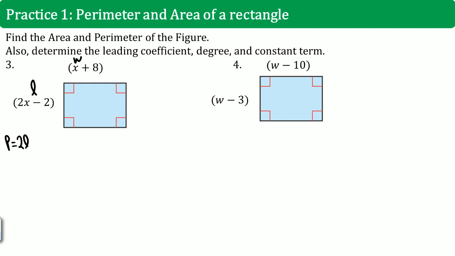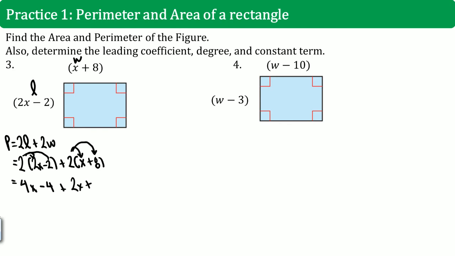Perimeter is twice the length plus twice the width. Twice the length, 2x minus 2, plus twice the width, x plus 8. Okay, let's distribute. 2 times 2x gets you 4x. 2 times negative 2 gets you negative 4. Plus 2 times x gets you 2x. And 2 times 8 is plus 16. Combine some like terms. 4x plus 2x is one of them. Negative 4 plus 16 is the other. 4x plus 2x gets you 6x. Negative 4 plus 16 gets you positive 12.